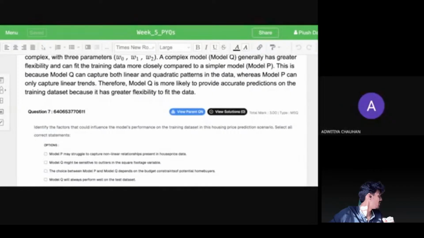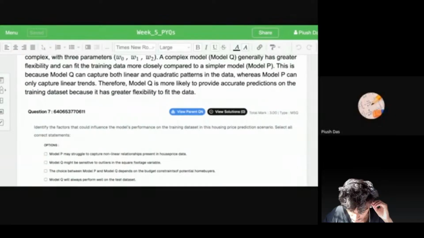So option D is not correct. Yes, option D is not correct because they have mentioned that it will always perform well. It might perform better than model P, but it is not possible that it will always perform well on the test dataset. Let's say we have a cubic relationship or some fourth power relationship in our test dataset. In that case, model Q will not always be able to perform well on the test dataset, right?